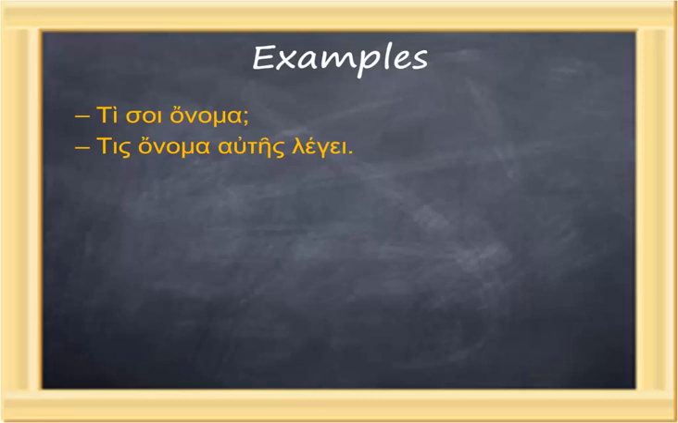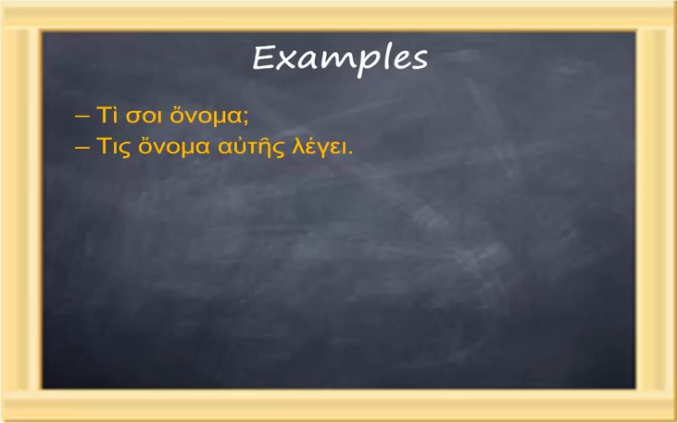In our first example, tis, you will notice, has an accent. So that word means what? This particular interrogative question does not have a verb, so we have to supply it: what is a name to you? The form soi means to you. It's a dative singular. What is a name to you?